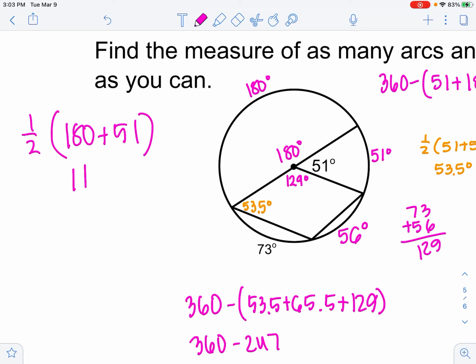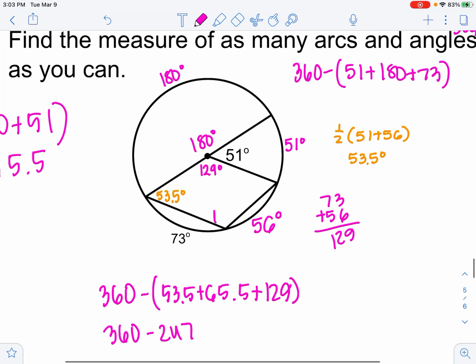So I need to fix this right here. My work is right, my answer is wrong. That was 115.5. I didn't use a calculator for that, or I did and I messed up typing it. So I have to do 180 plus 51 and then divide that by 2 or take half of it. And it's 115.5. So this was 115.5, my bad. So let me fix this 65.5 to 115.5.